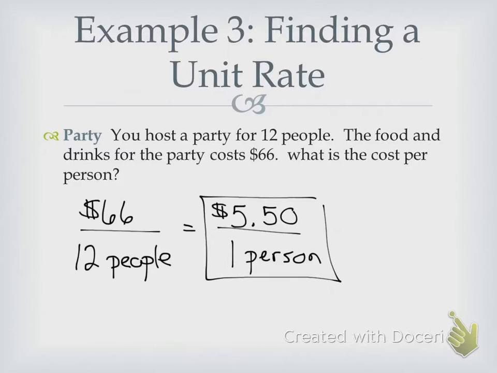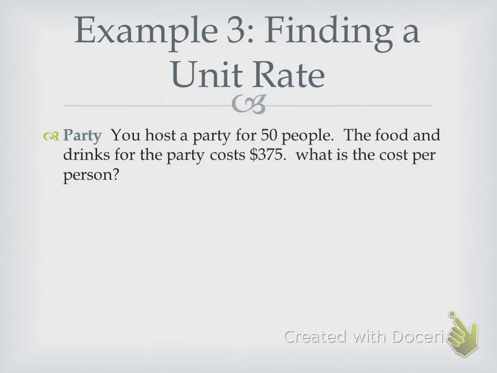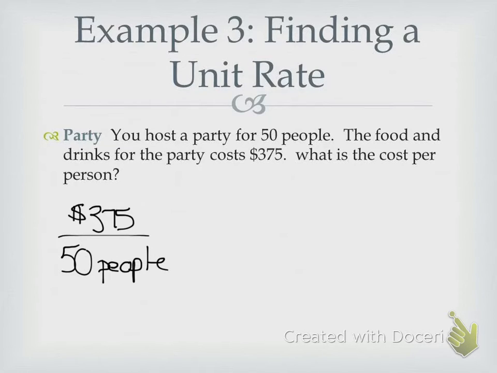All right, any questions on unit rate? Can y'all do one? Okay, so I want you to try one. Go ahead and try this one. All right, so 50 people, that goes in my numerator or denominator? Denominator, $375 over 50 people. Okay, so now I divide 375 divided by 50. $7.50. Okay, very good. $7.50 per person.